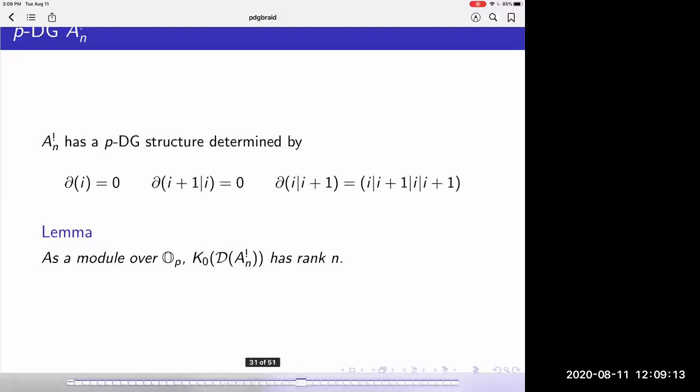And then the small lemma is that the Grothendieck group of the derived category of PDG modules over A_n shriek has rank n. So each of the n vertices gives rise to a basis element in the Grothendieck group.